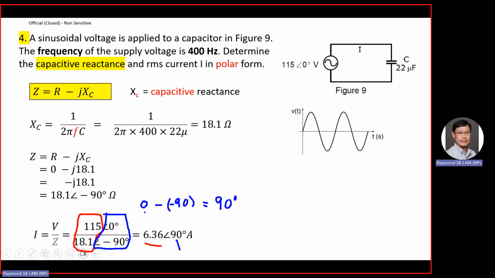Just to summarize, when you divide two angles like that, basically it is the angle on top minus the angle below. In this case, the angle below is minus 90, so you get 90 in this answer. And remember to put in the unit like ampere. If you forget to put it, normally 1 or 2 marks will be deducted.